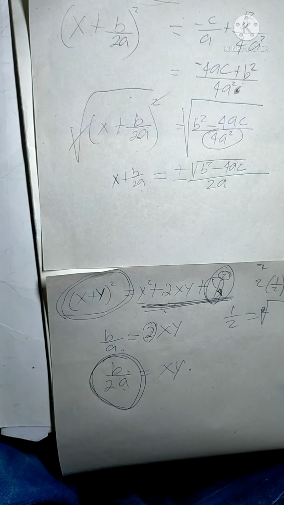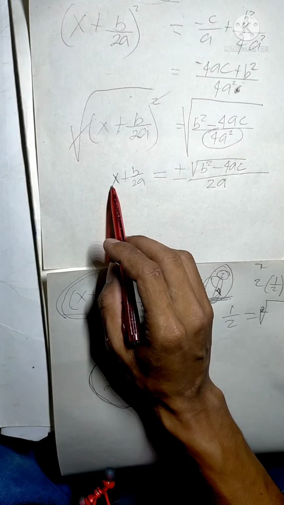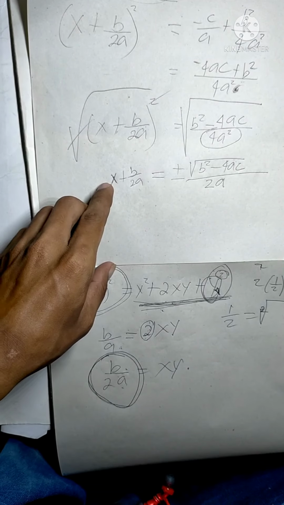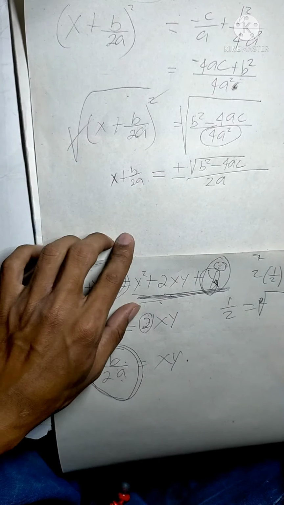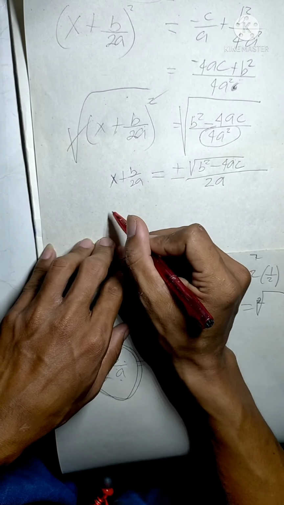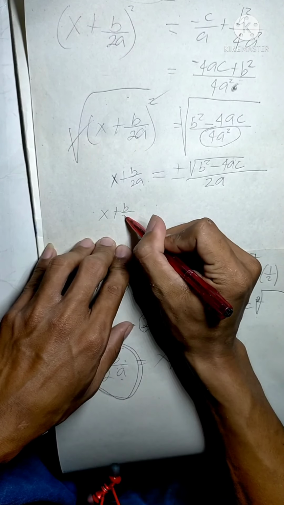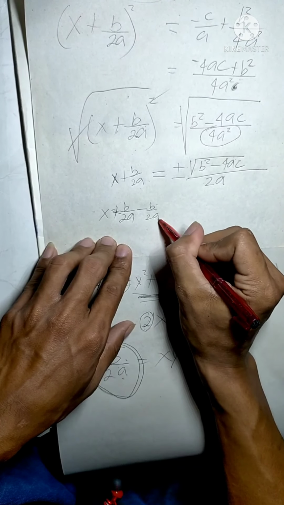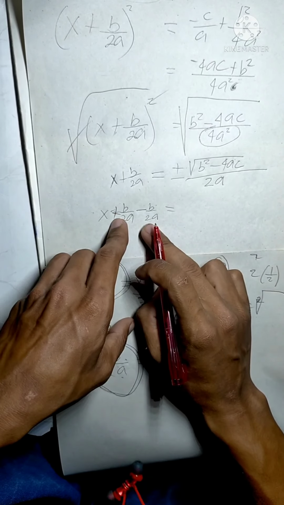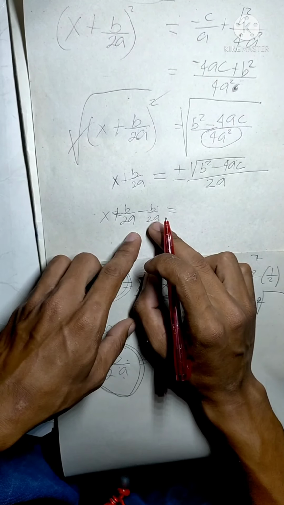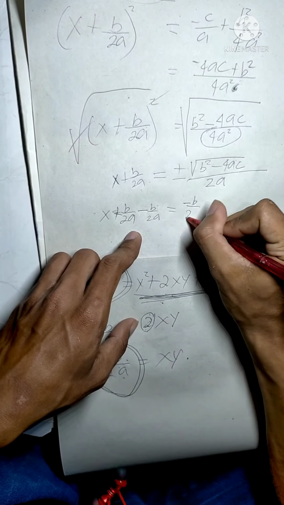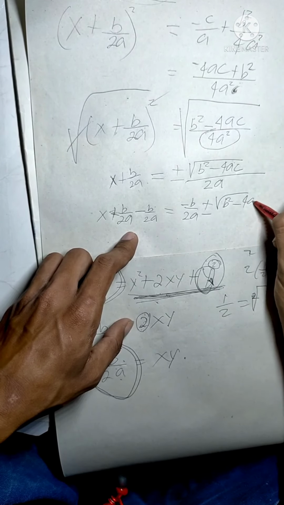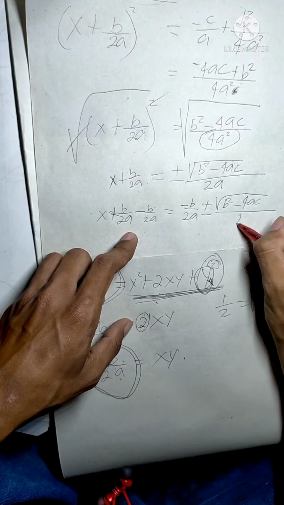Then next is isolate the x. We need on the left side that the only variable remaining is x, so we have to cancel this out. So x plus b over 2a, since it is positive, we have to subtract b over 2a. Since we subtract on the left, we also do the same thing on the right. So subtract also b over 2a: plus minus square root of b squared minus 4ac over 2a.